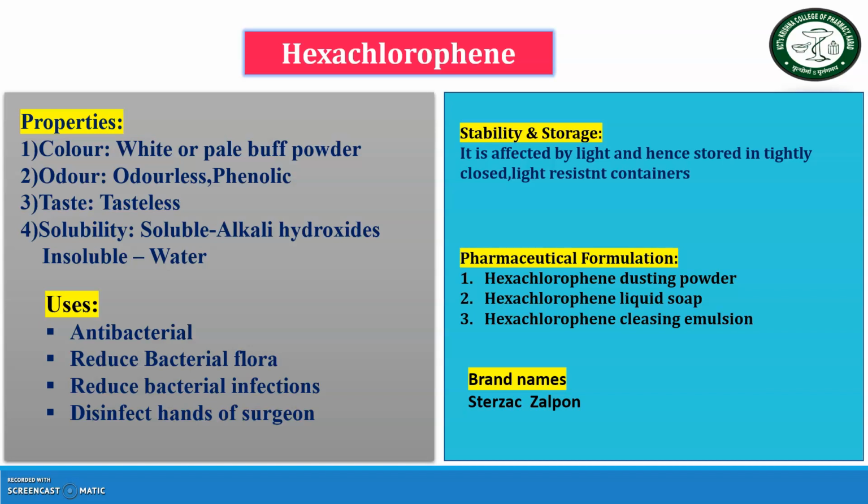What about stability and storage? It is affected by light and hence it is stored in a tightly closed, light resistant container. What about pharmaceutical formulations? It is available as dusting powder, liquid soap, and cleansing emulsion. And very important, the brand names are Septi-Soft and Sanpur.